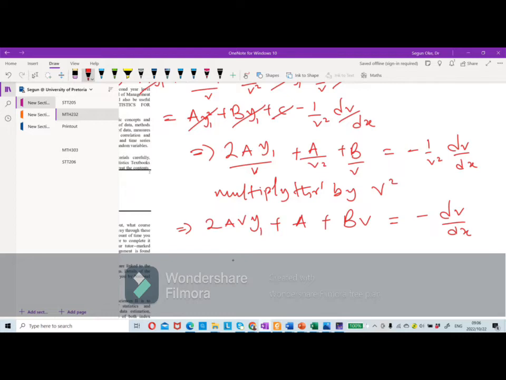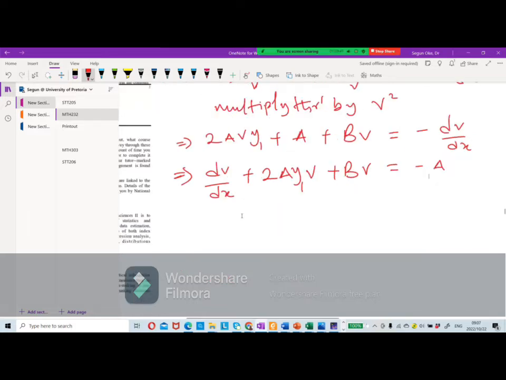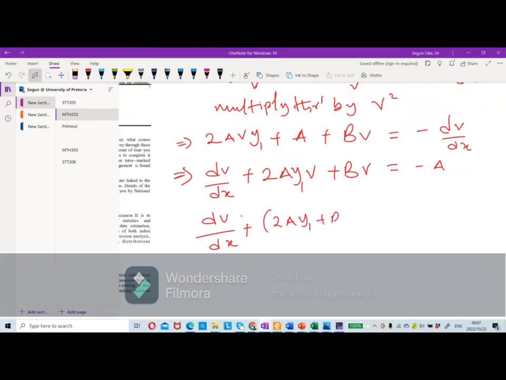So if you take minus dV dx to the other side and bring out the constant, what do we have? We will have dV dx plus 2A y1 V, or let me just put it this way, 2A y1 V plus BV equals to negative A, because A does not contain V. So we can go ahead and make cases now. dV dx plus 2A y1 plus B in V equals to negative A.